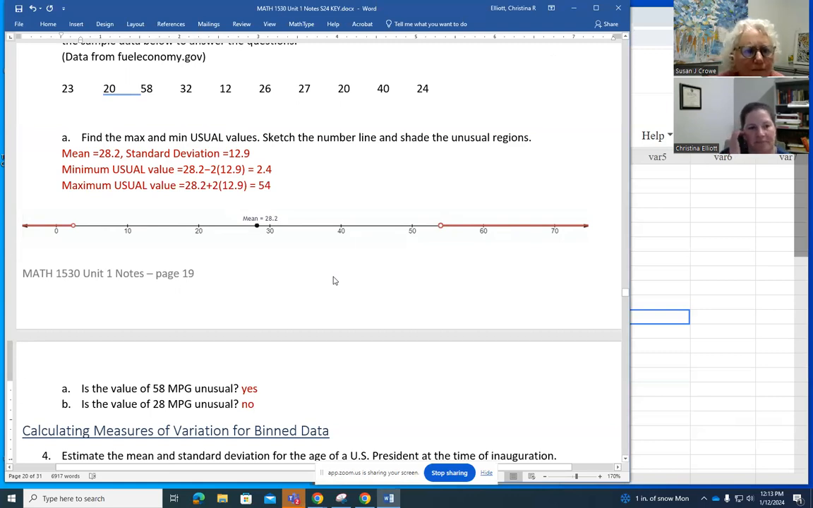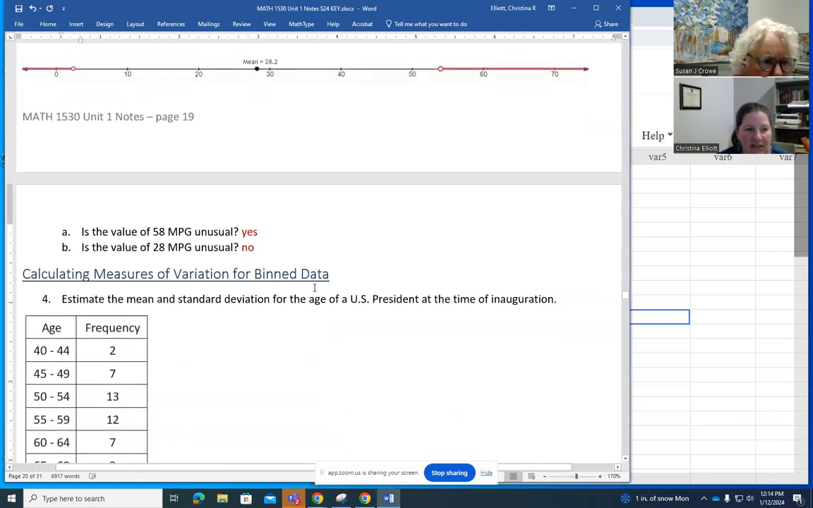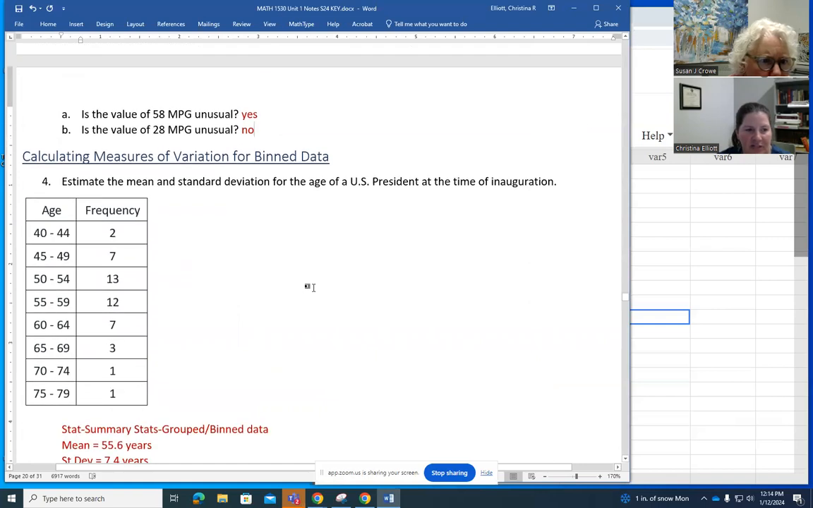And so the value of 28 miles per gallon, that's actually really close to the mean. So that's not unusual at all. Good.